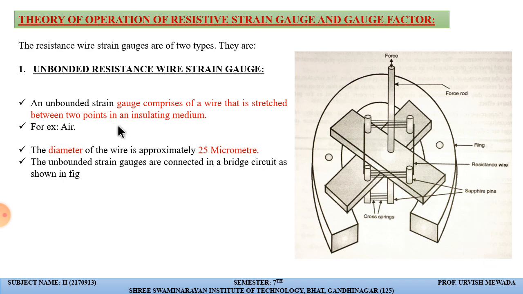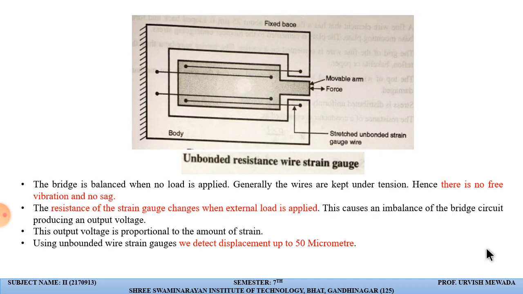So this is the unbonded resistance wire strain gauge. Now this is the side view of this unbonded strain gauge wire. Here you can see that this is the fixed base, on which we are performing this change in the length of the conductor. This is the force we are applying over here.